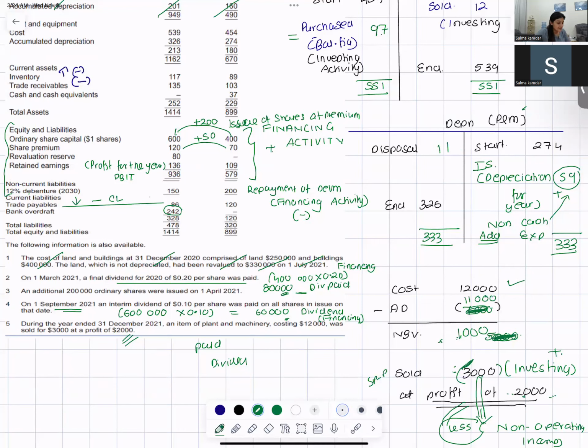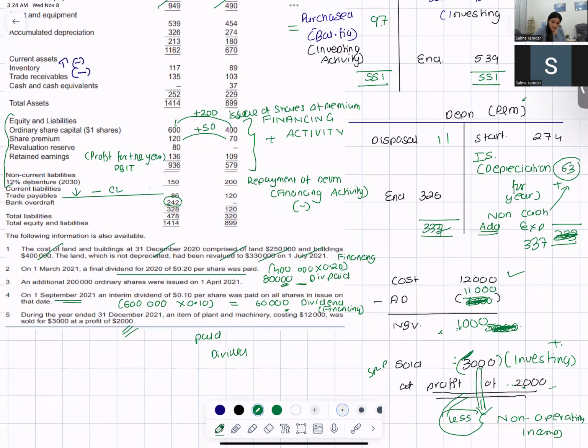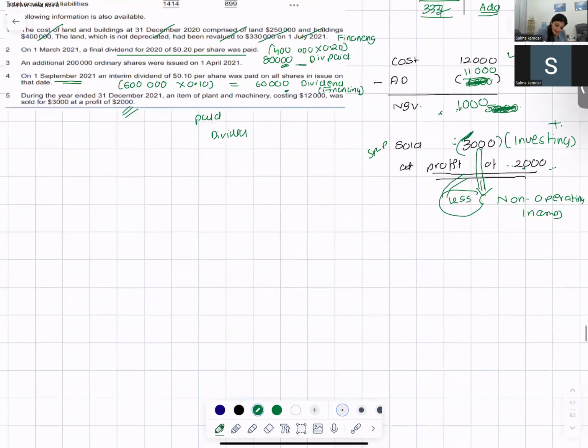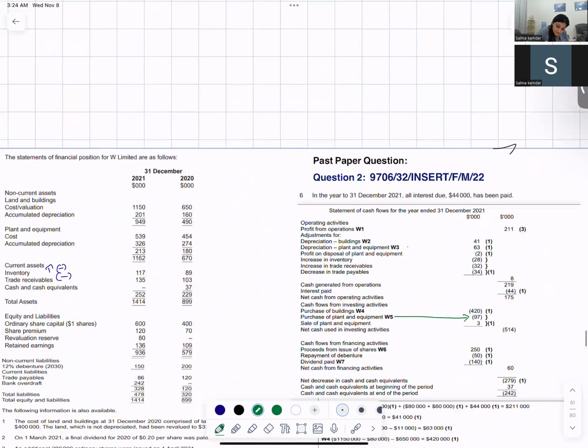So 326 plus 11, this is 337. 337 minus 274, I have the depreciation of the current year as 63. This is a non-cash expense. It will be added back. So the depreciation of plant and machinery is 63,000.